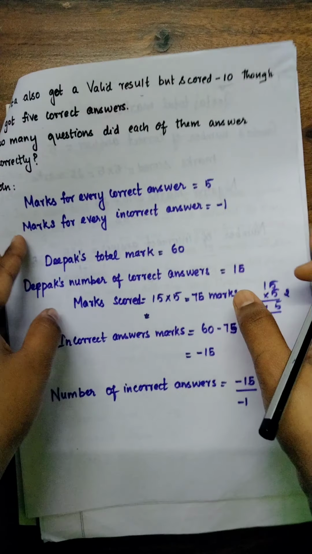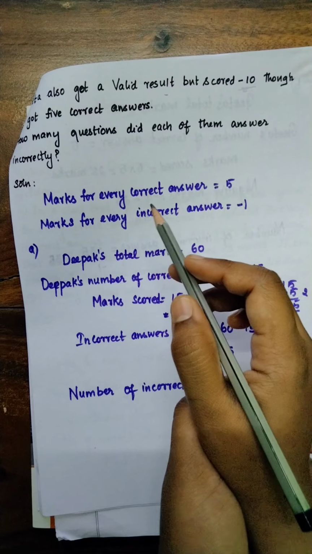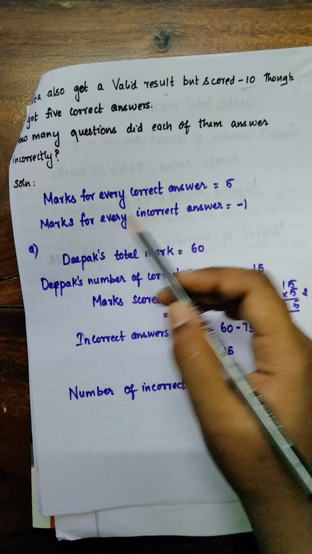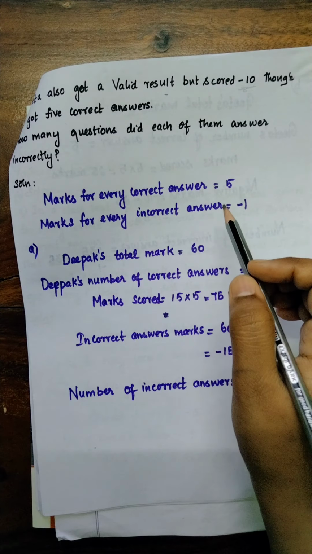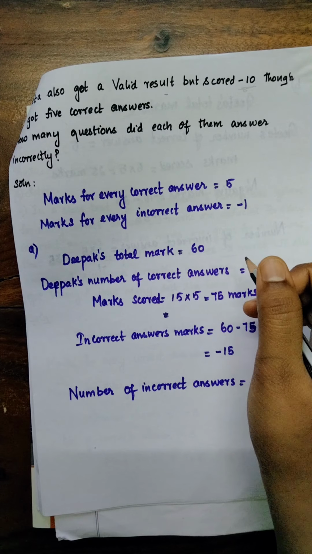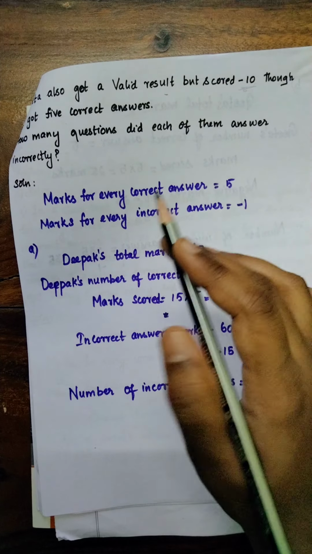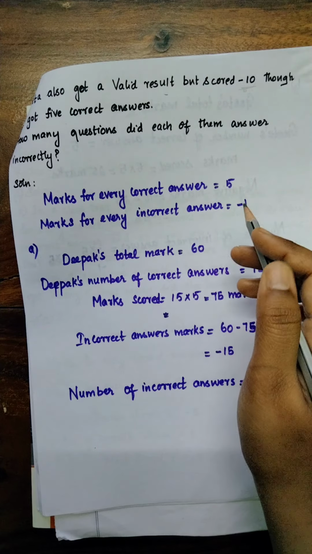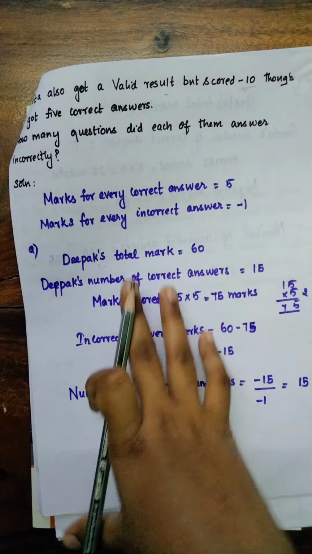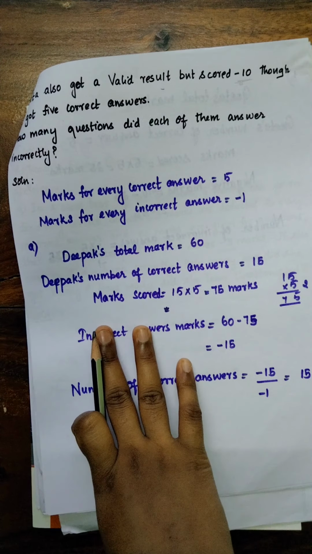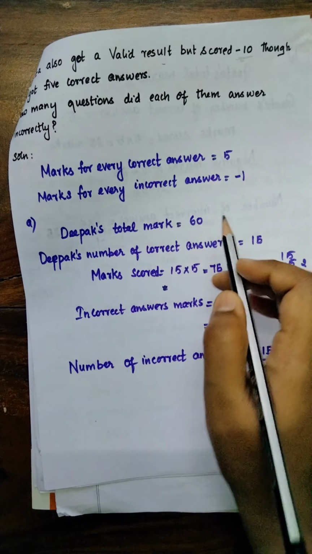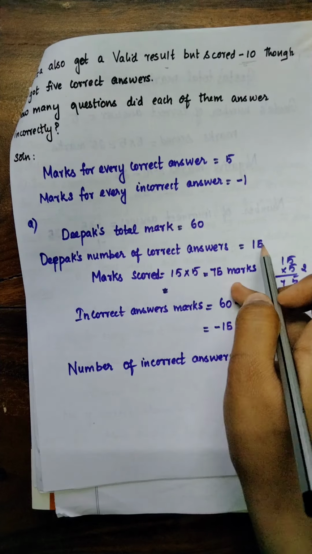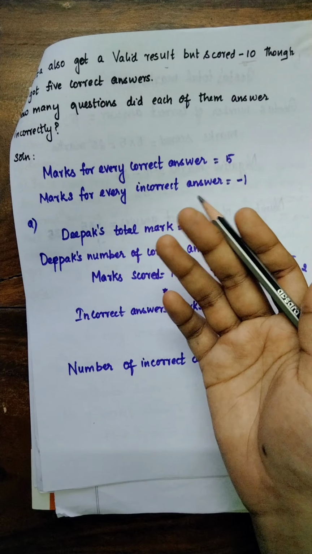So first write the steps. Marks for every correct answer is 5. Marks for every incorrect answer is minus 1, because they are reducing 1 mark, right? So minus 1. First, Deepak's total mark. What is Deepak's total mark? Deepak's total mark is 60, right? Then Deepak's number of correct answers is 15. This much they have given in the question.